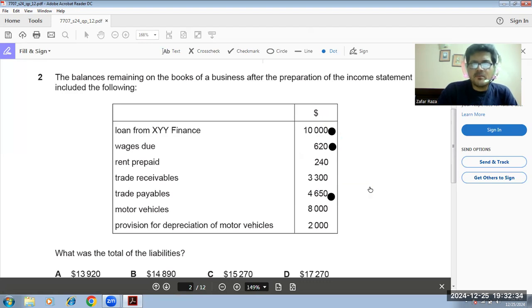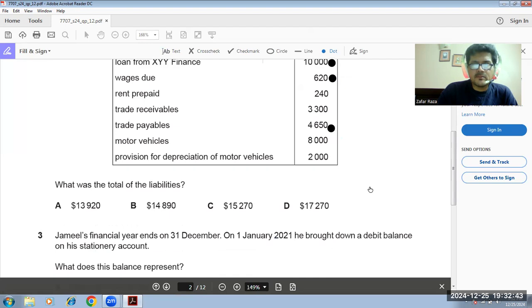So if we add them, we'll get 15,270. So option C should be the answer. We have to add only liabilities. And the question is talking about all liabilities, not long term or short term.